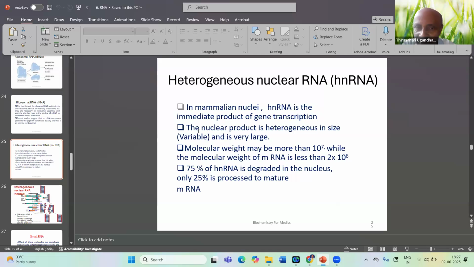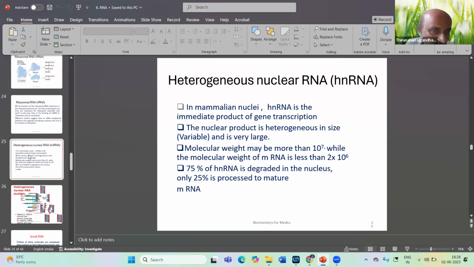This is a base. But here heterogeneous nuclear RNA, hnRNA, is another type of RNA. Additional RNAs in mammalian nuclei: hnRNA is the immediate product of gene transcription. The nuclear product is heterogeneous in size, variable, and very large. Molecular weight may be more than 10 to the power 10, while the molecular weight of mRNA is less than 2 into 10 to the power 6. Then 75% of the hnRNA is degraded in the nucleus.